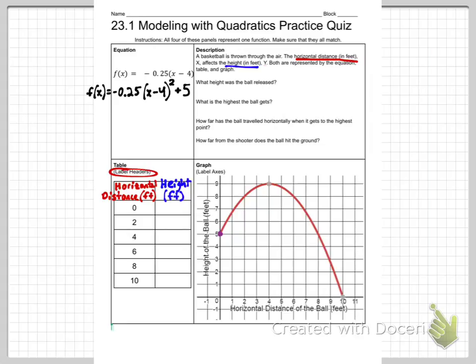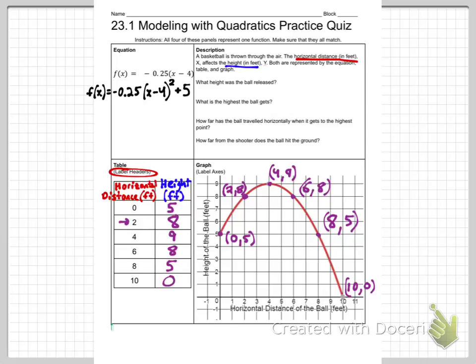So we have (0, 5), (2, 8), (4, 9). And notice I'm picking the points. I already gave you the x values here. You just have to find the y value for each of these x values. So (6, 8) is another point on the graph. Input of 8 gives us an output of 5. And if x is 10, we get a y value of 0.